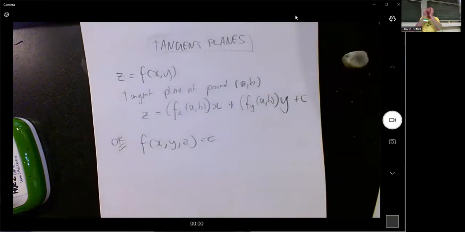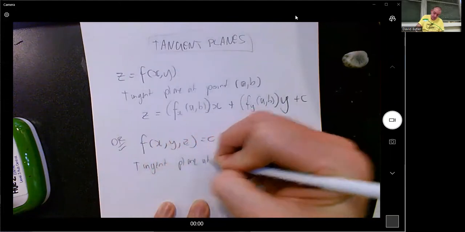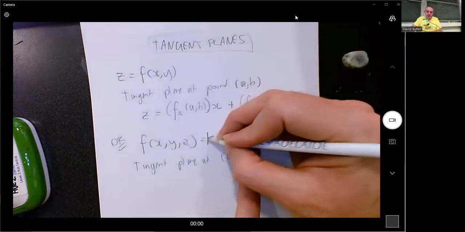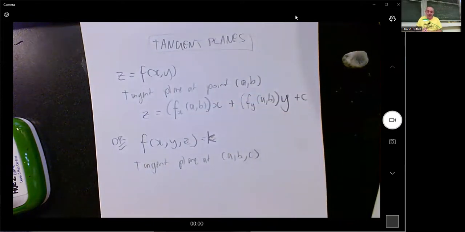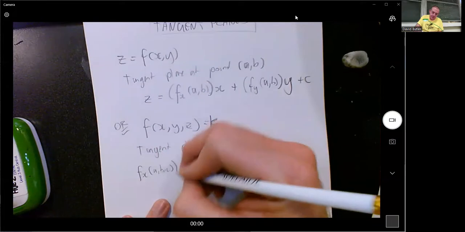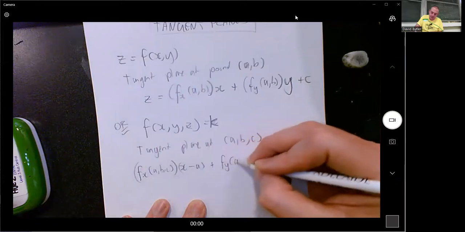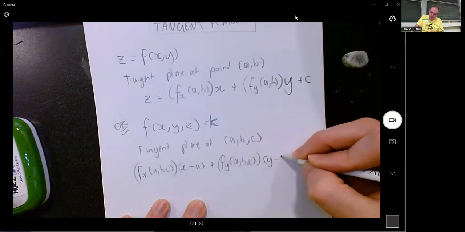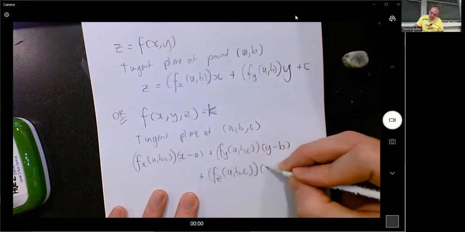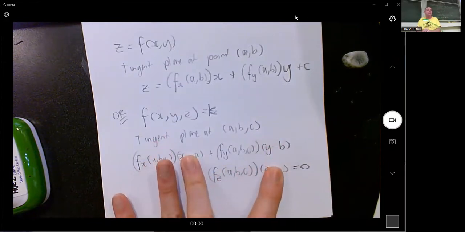You can say your tangent plane at a, b, c has this. So you've got an x minus a and a y minus b and a z minus c.